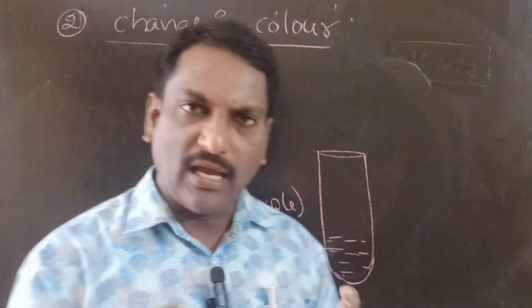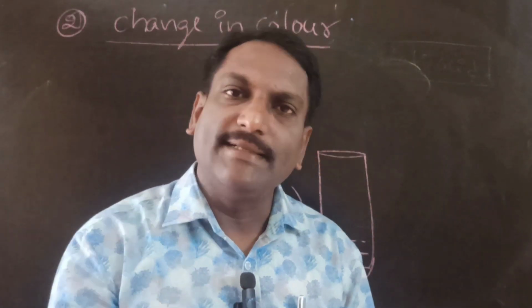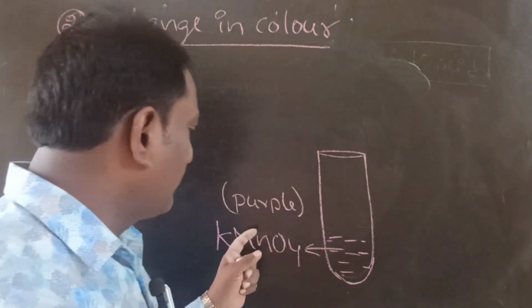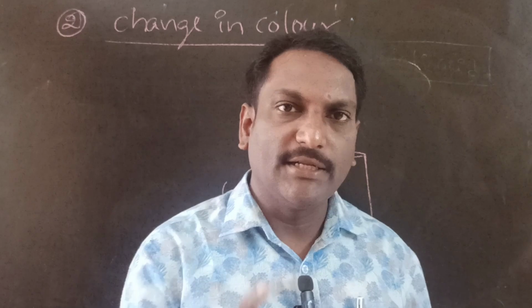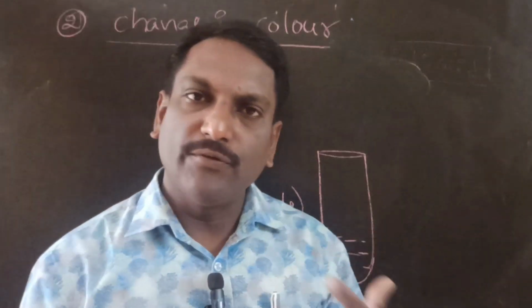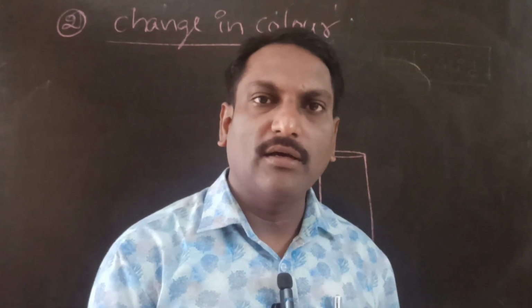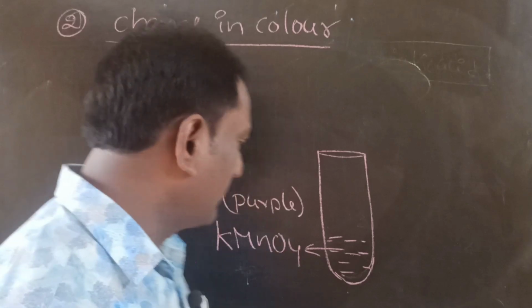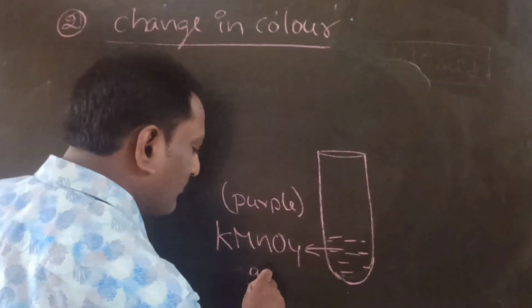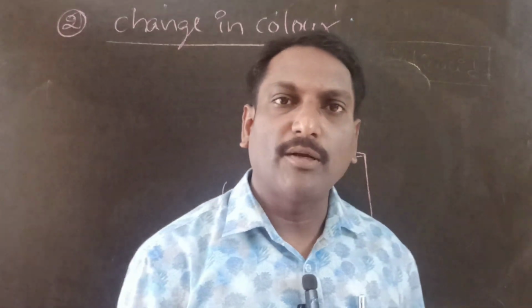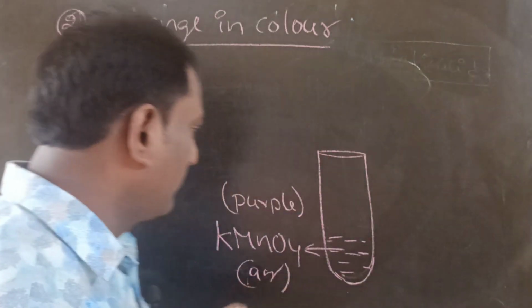So what is meant by aqua solution? If anything is dissolved in water, it must be considered as aqua solution. For example, if you dissolve potassium permanganate in water, it will be considered as aqua solution of potassium permanganate. If you dissolve sugar in the water, it will be considered as aqua solution of sugar, right? So we need to take aqua solution of potassium permanganate, which is purple in color, right?